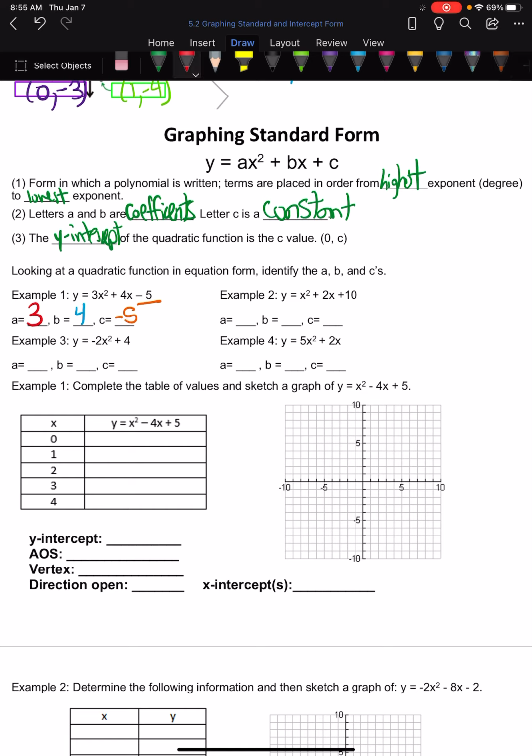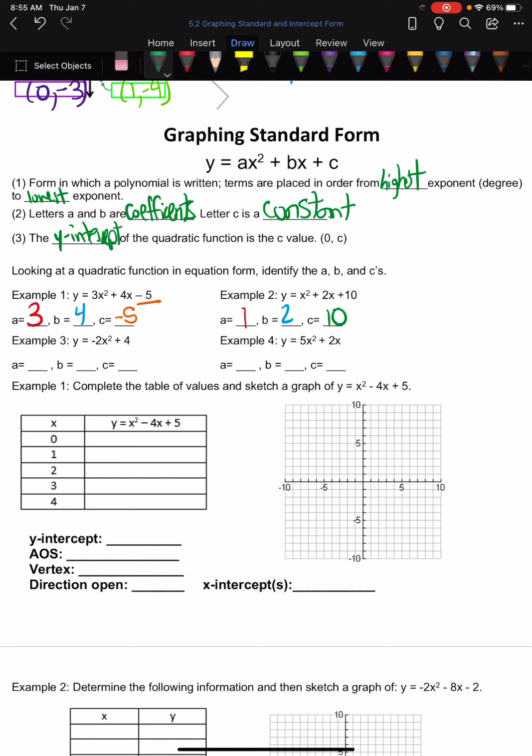Example 2 is y equals x squared plus 2x plus 10. Well, Miss Adams, we've got an x squared, so does that make a x squared? Absolutely not. Remember, we've got to put an understood coefficient of 1 anytime there is not a stated coefficient. So our a value in this case is 1. Our b value is 2. And our c value is 10.